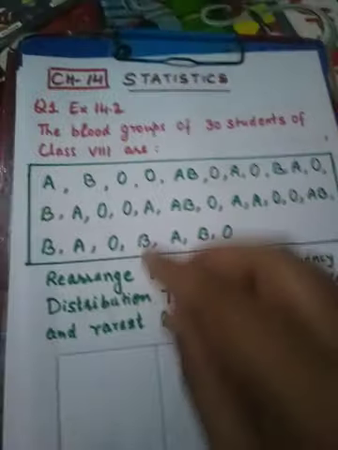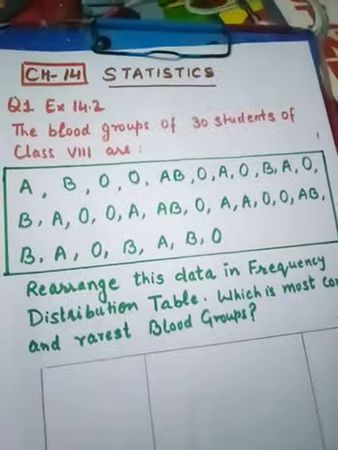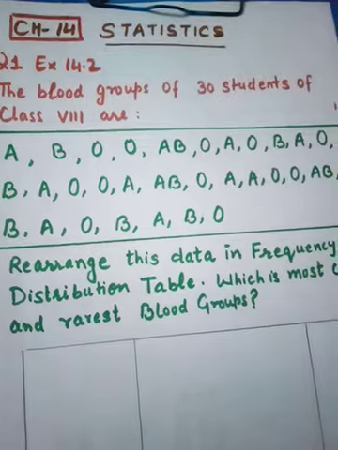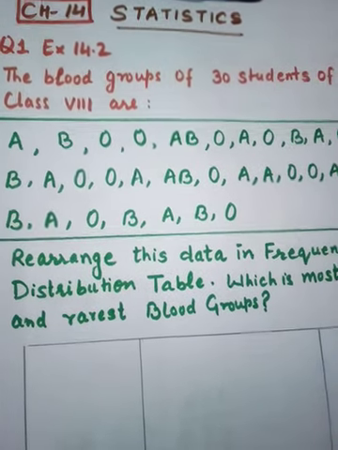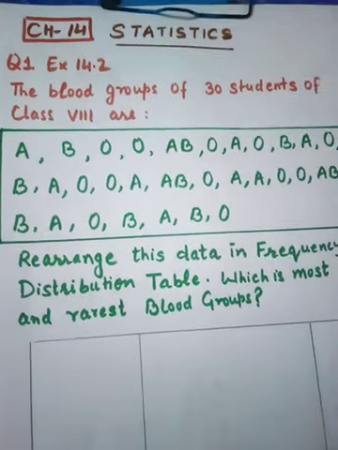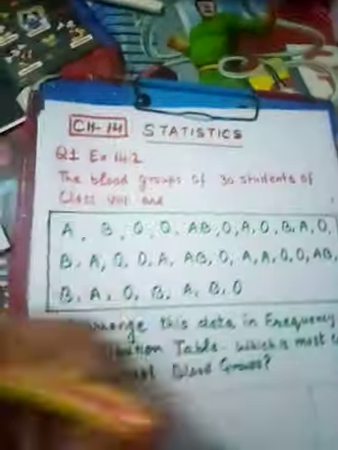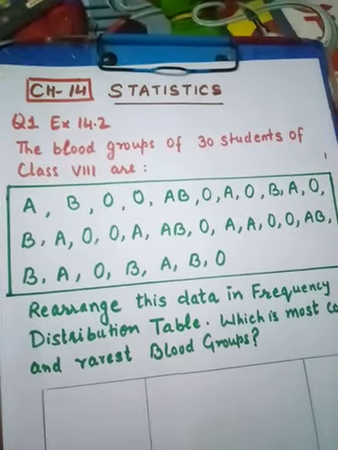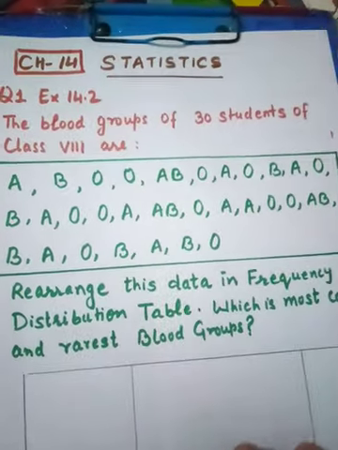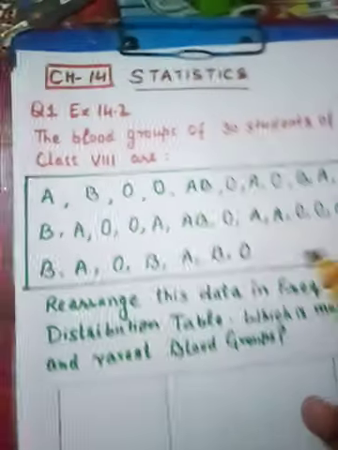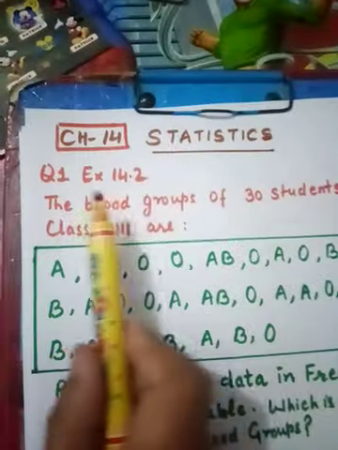Hello students, so I have explained a bit about data and its types and a few terms in data. Now we are taking some examples for exercise 14.2. Let's take the first question in that, and a few new terms will come, then I'll give the explanation over there only. Okay, so here is our first question from exercise 14.2.